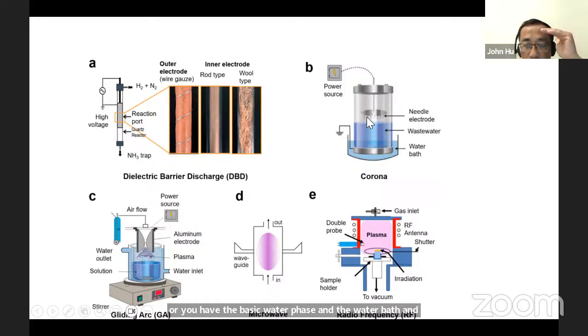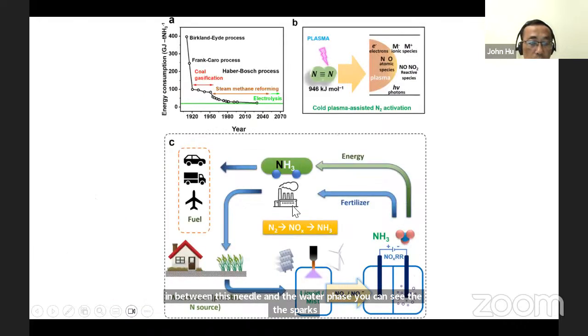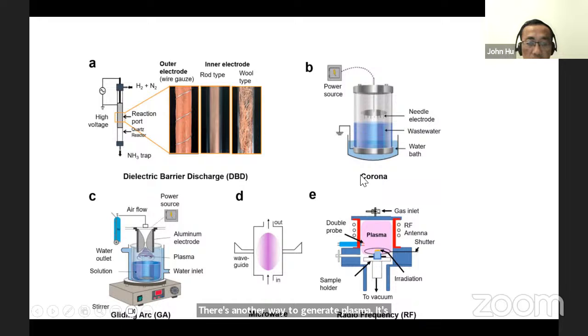So in between this needle and the water phase, you can see the sparks. That's plasma. There's another way to generate plasma. One is called DBD, that's corona discharge. The other is called the gliding arc. Gliding arc is a little bit tricky.